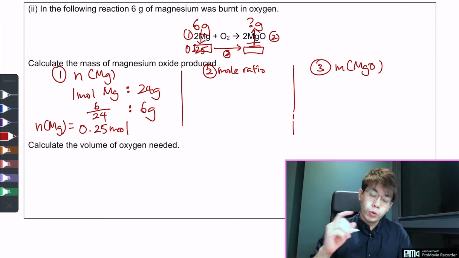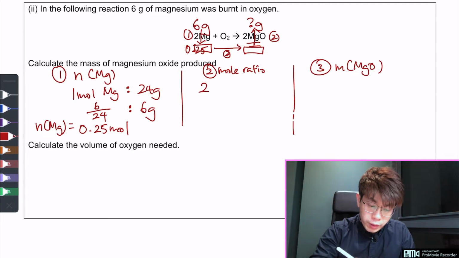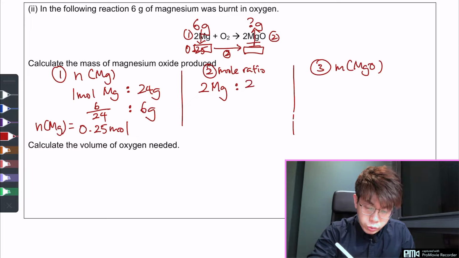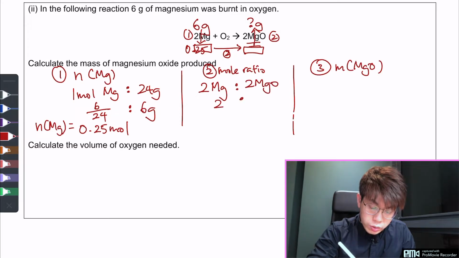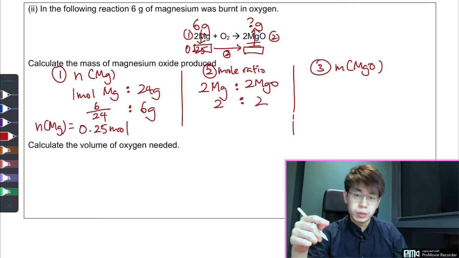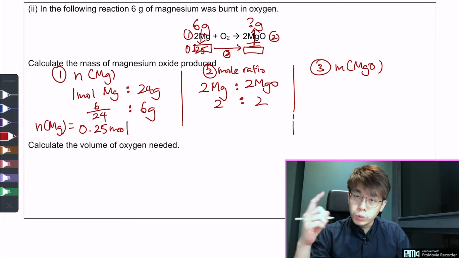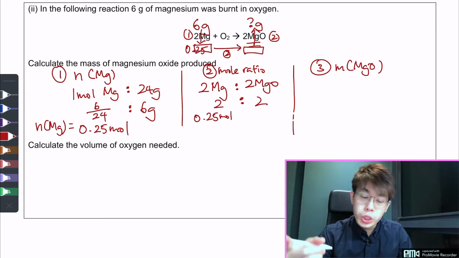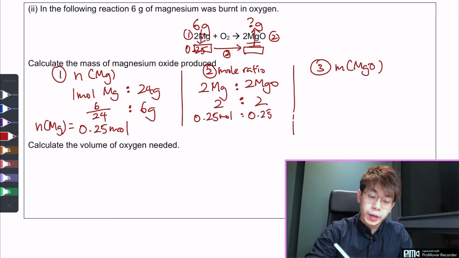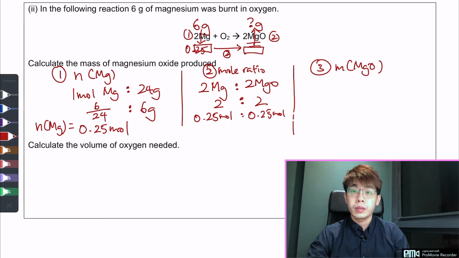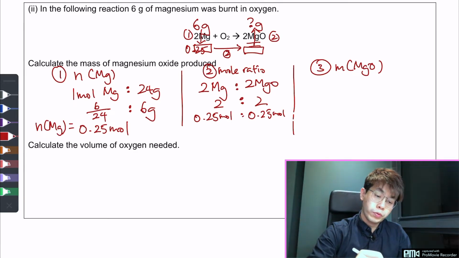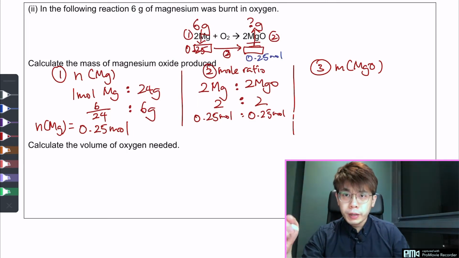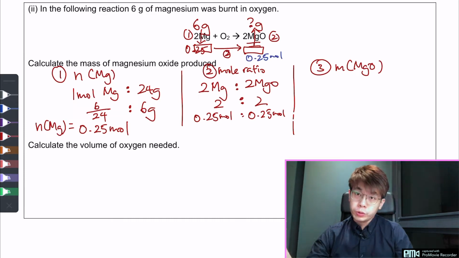Now the mole ratio, MgO. This is how you write the working, and this working gives you 1 mark during the exam. So 2 Mg is to 2 MgO, so that is 2 is to 2. That's the only time you use the coefficient at the front. So 2 is to 2 is 1 is to 1. If I have 0.25 moles of Mg, I would have 0.25 moles of magnesium oxide. Let me just write this here, 0.25 moles of magnesium oxide. I need to find the mass of this 0.25 moles of magnesium oxide.